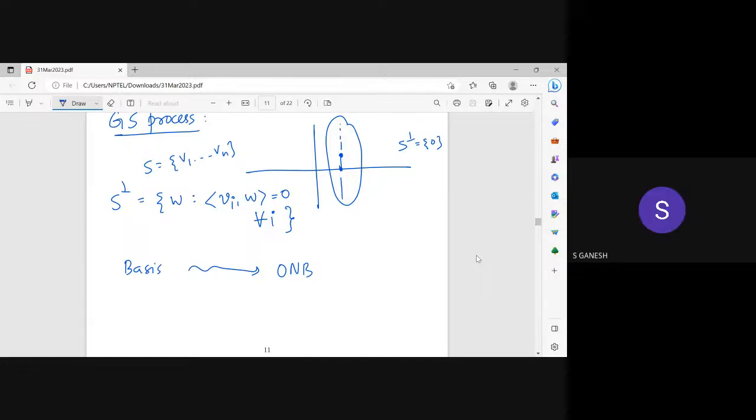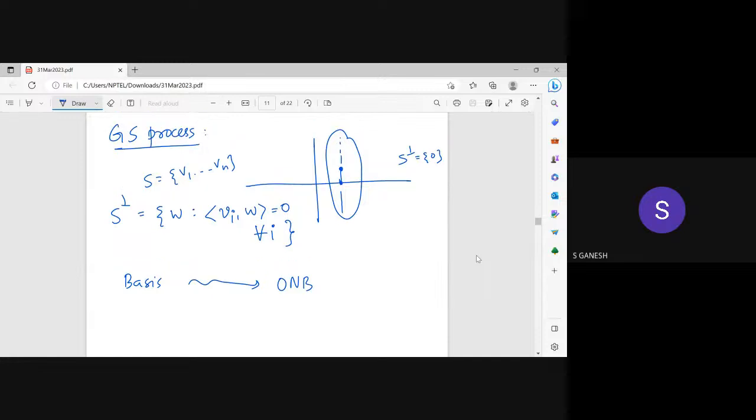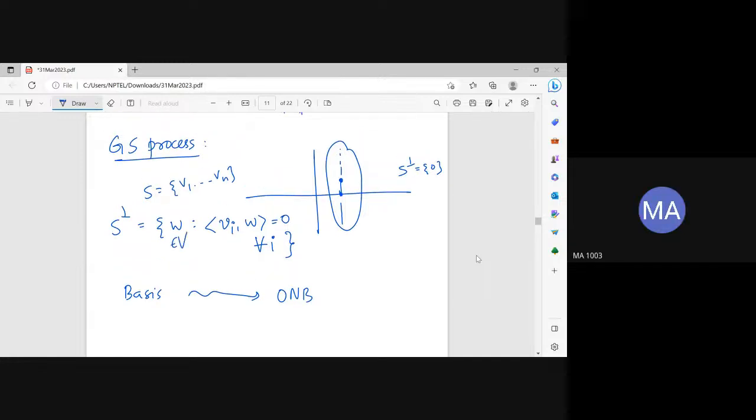Ma'am, I have one question. That W is coming from where? Whatever the vector space is. This S is a subset of some vector space, right? Yes, ma'am. So here it's R2. You're looking at all those vectors in R2 which are simultaneously perpendicular to both these vectors. So S perp is the set of all vectors that are perpendicular to S? The entire set S, yes. So the vectors of S perp will not be mutually orthogonal? No, they'll be orthogonal with every element in S.